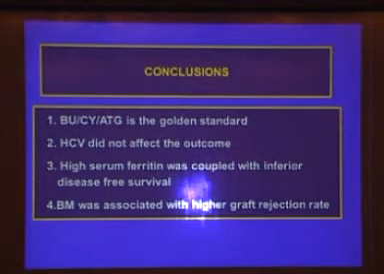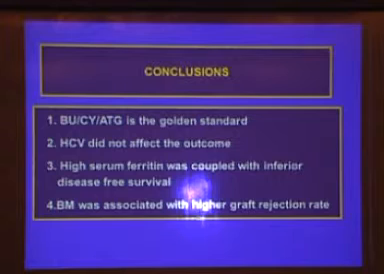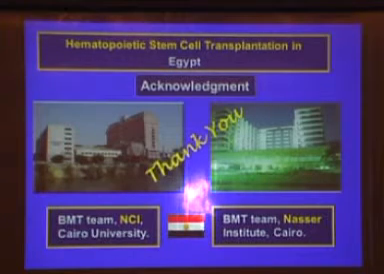Coming to this slide, I would like to give you a take-home message from my presentation. The USI-ATG regimen, at least in our experience, is still the gold standard. HCV did not have any impact on outcome. Again, higher serum ferritin was coupled with an inferior disease-free survival, and so one should try to aggressively chelate patients before putting them into a transplant. Lastly, bone marrow was associated with a higher graft rejection rate. And coming to here, I would like to thank you for your attention.